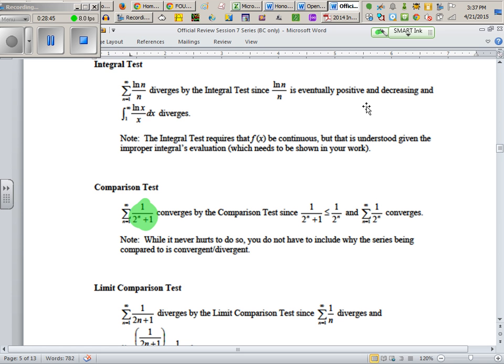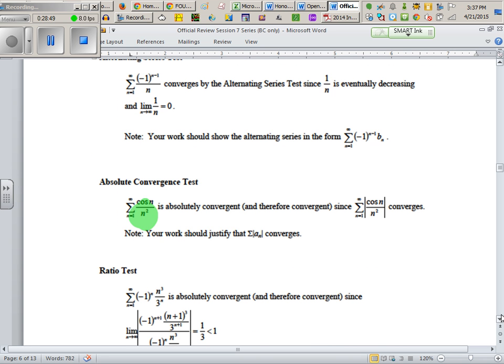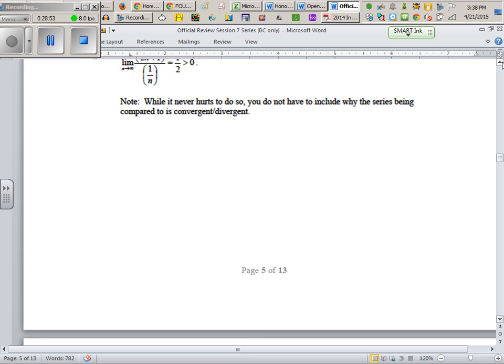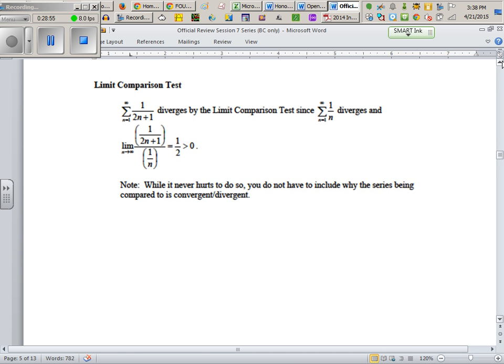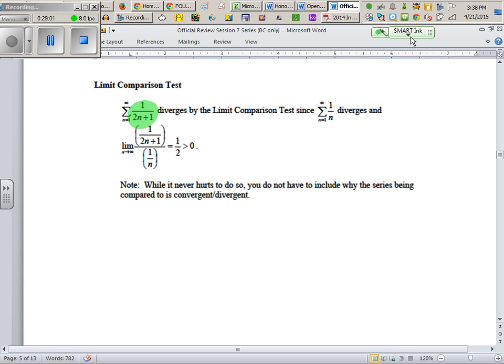Limit comparison test. Again, if I was doing limit comparison test, I would probably pick the exact same series as the DCT. I just have to keep in mind that I'm going to be doing a limit problem. So sometimes limit problems can be very challenging. So here is basically a similar problem. I would probably not pick 1 over 2n. I'd probably just pick 1 over n.